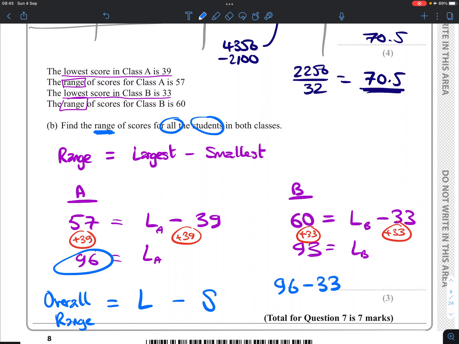So 96 take away 33 is going to give us an answer of 63. So that's the overall range for both classes. Done.